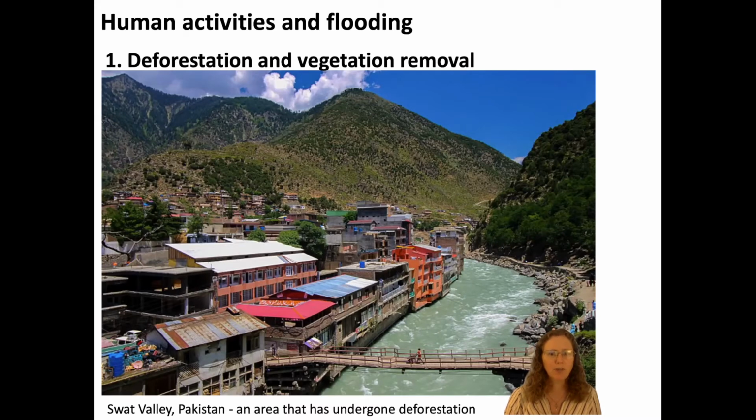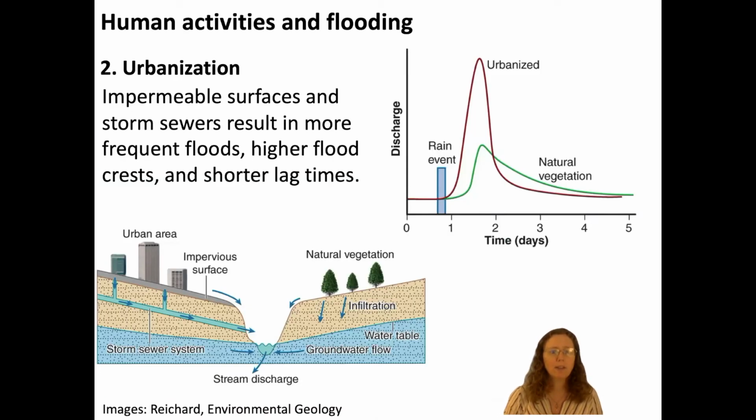Deforestation and vegetation removal has been linked to increased flooding in many parts of the world. In urban areas, land clearing, even before construction begins, can contribute to worsening flooding in local streams. As we already talked about, urbanization creates a lot of impermeable or impervious surfaces, including pavements and rooftops. These stop infiltration and promote stormwater runoff. Then we install storm sewers to quickly drain our roofs, streets, and parking lots into streams. The net result is more frequent floods, higher flood crests, and shorter lag times.